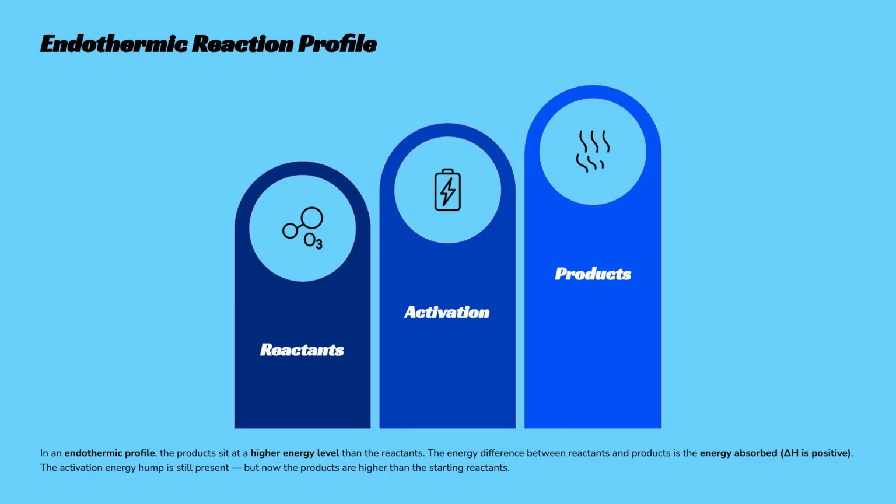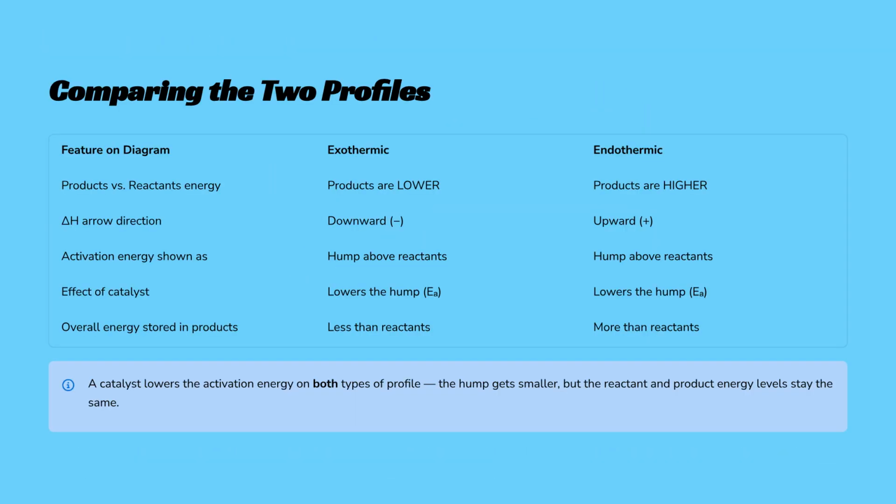In an endothermic profile, products are at a higher energy level than reactants, meaning energy is absorbed, and delta H is positive. Activation energy is still needed, but the final product energy is higher than the starting reactants. This table summarizes the differences. Note that products are lower in exothermic reactions and higher in endothermic ones. A catalyst only lowers the activation energy hump.